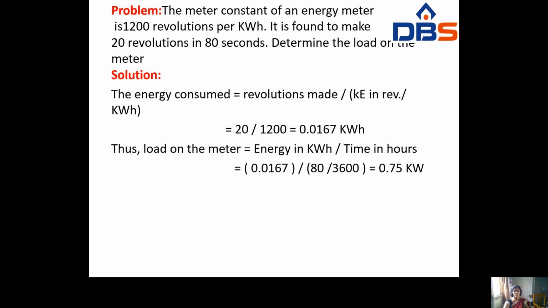The total energy consumed is nothing but the revolutions made per kilowatt hour in revolutions. How many revolutions? 20 revolutions divided by total revolutions 1200. So at that time the total energy consumed is obtained.